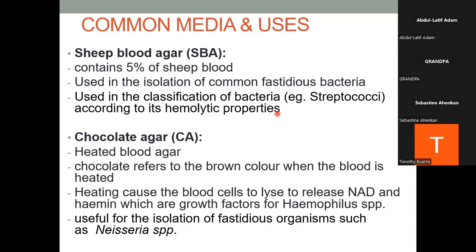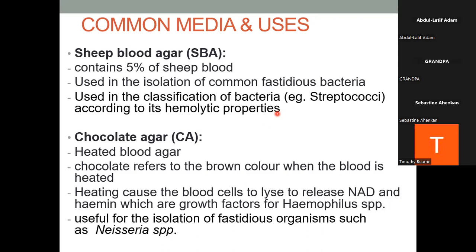So the normal percentage of blood to add is 5%. 5% will mean that if you have, let's say, 500 mils of media that you have prepared, 5% will be just about how much? 50 mils. So you add 50 mils of blood into the 500 mils of agar base that you have prepared. That's all. And that will be enough for your sheep blood agar. Okay, right.